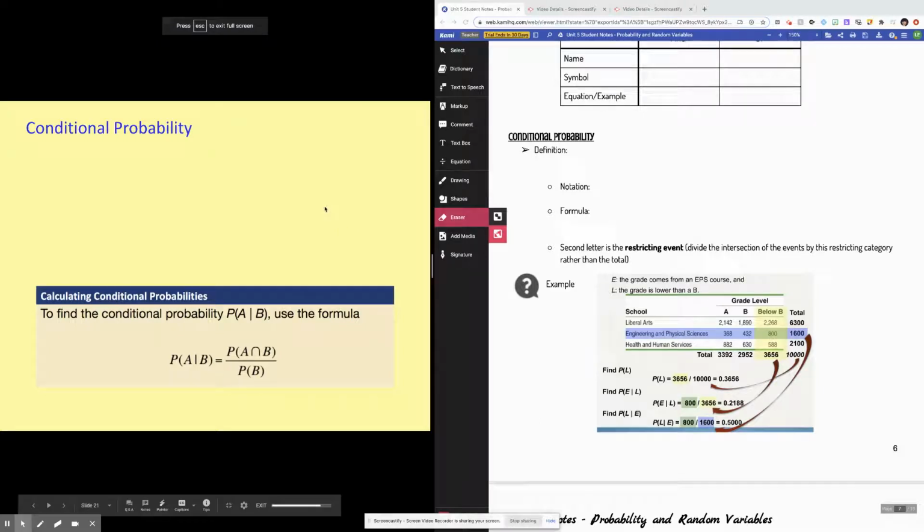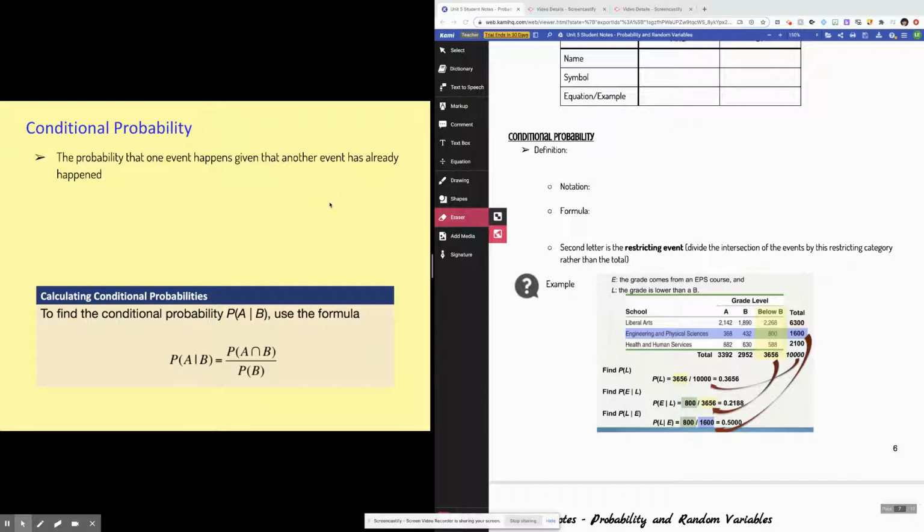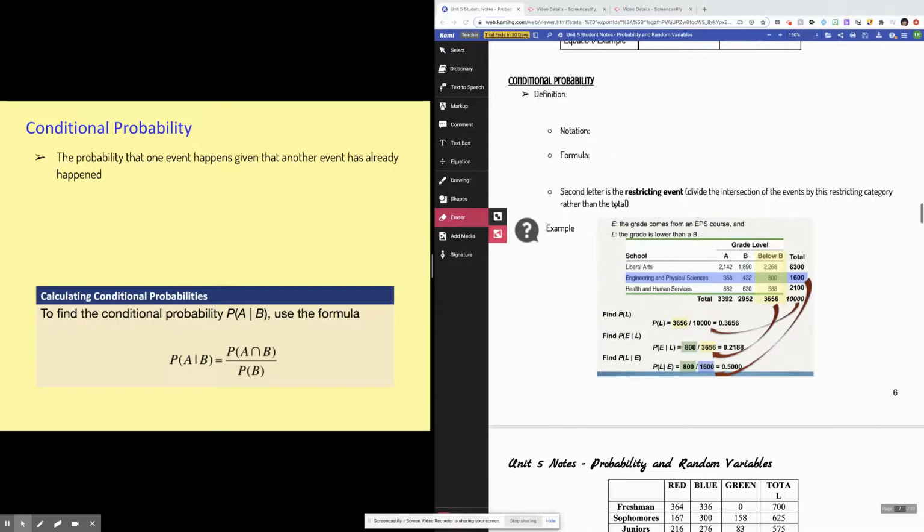Hi, everybody. This is your third video in section 1 of Unit 5. So this video is on conditional probability and independence. So let's just go ahead and jump into it.